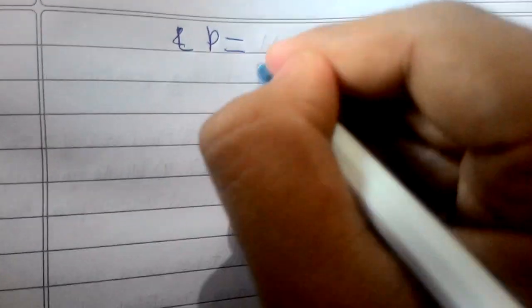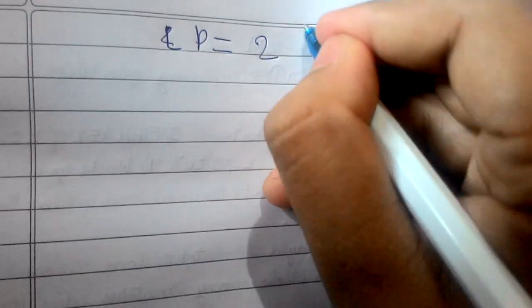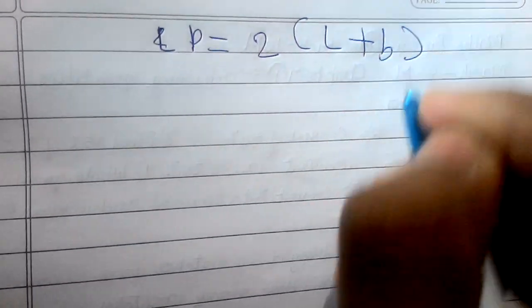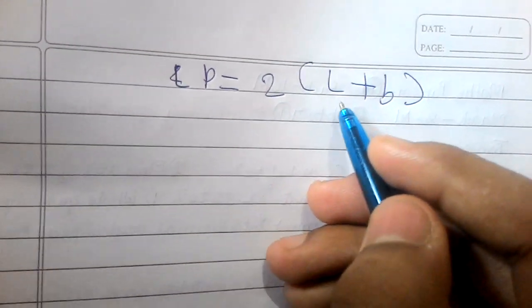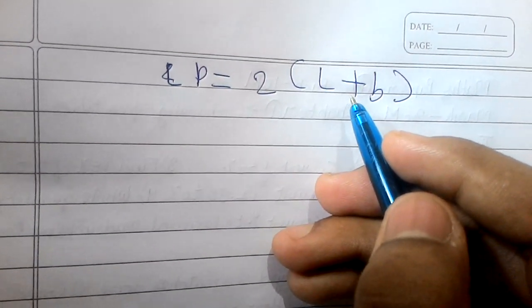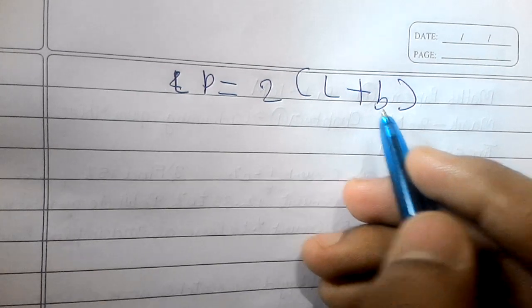Okay, so now we will come to the next page and we will solve this like this. So our solution will start like this: the formula of rectangle, that we all know. What is the formula of rectangle? Perimeter is equal to 2 into (length plus breadth), 2 into (length plus breadth).